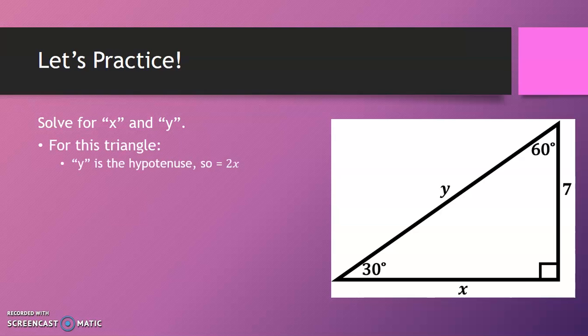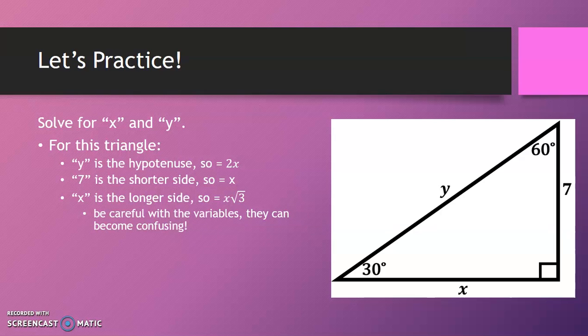So for this triangle, y is on the hypotenuse side, so that's going to be represented by 2x. 7 is the shorter side because it's across from 30 degrees, and so that one would just be the x. The x on my picture is the longer side because it's across from 60 degrees, and so that's represented by x radical 3.